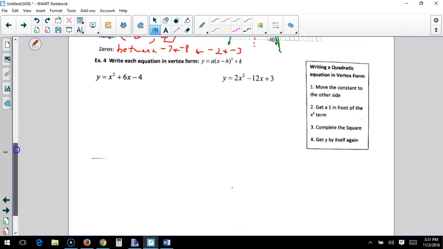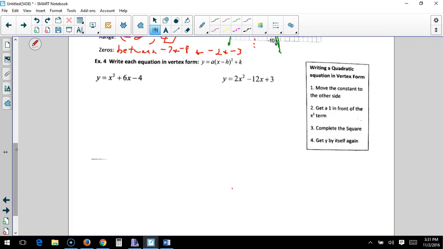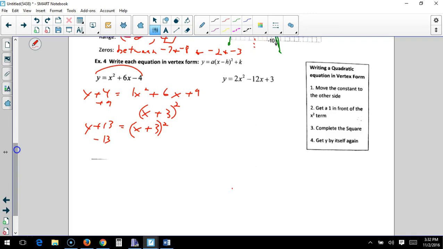And last but not least, before we move on, write each equation in vertex form from the quadratic form, standard form. So how do we do that? We move the constant to the other side. So we're going to have y plus 4 equals x squared plus 6x. Then get a 1 in front of the x term. Well, we have a 1. Okay? Right here. Then complete the square. So again, half of 6 looks backwards, but that's okay. X plus 3 squared. We're going to get 9 here and plus 9 here. So that's y plus 13 equals x plus 3 squared. And then get rid of the 13. So we have y equals x plus 3 squared minus 13. That is the exact same.